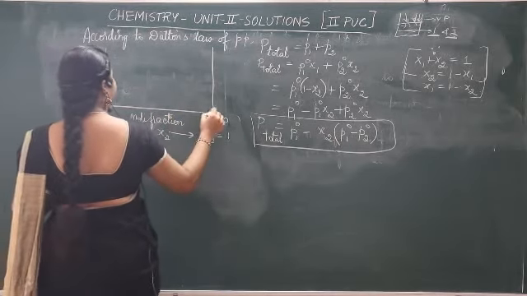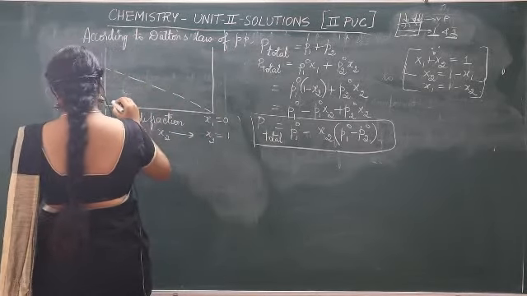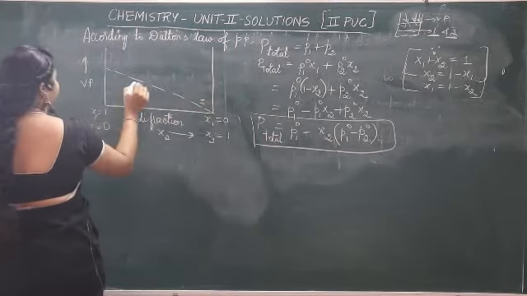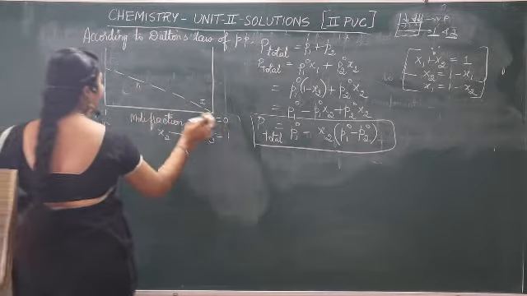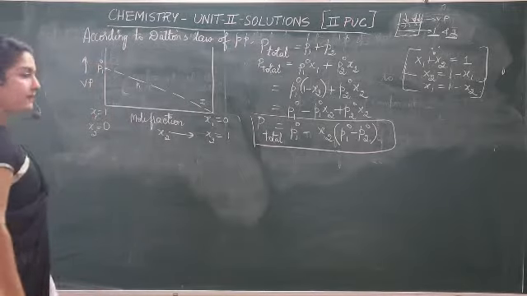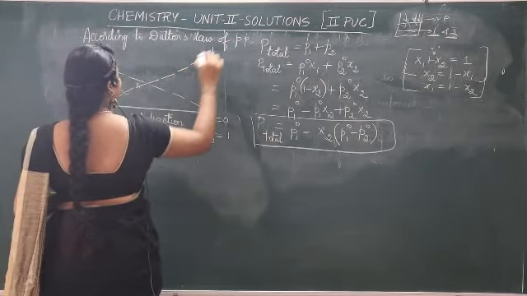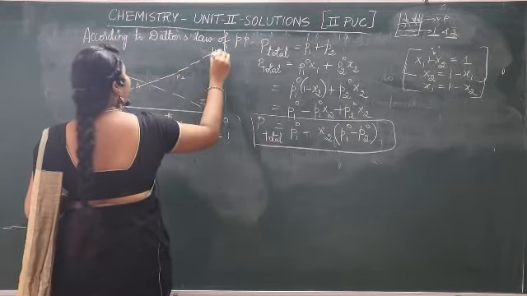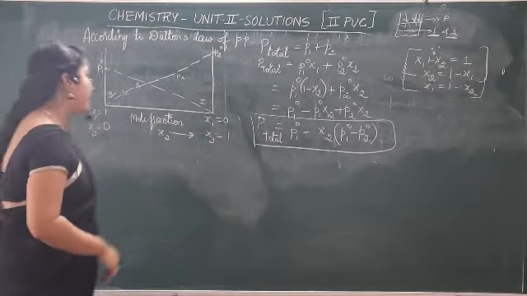Now we have a graph from 0. This first graph is for P1. See x1, component x1. So for P1 it has increased from 0 to 1. This is P1 naught, for the pure component. Next, this second graph is for P2 and this point is P2 naught. That means the partial vapor pressure of the pure component.